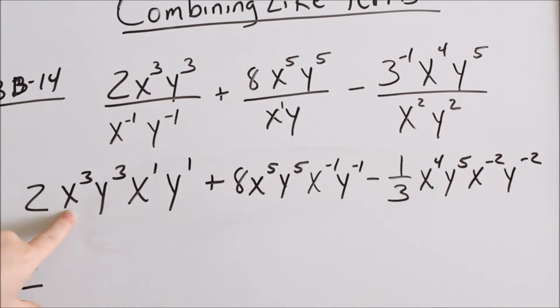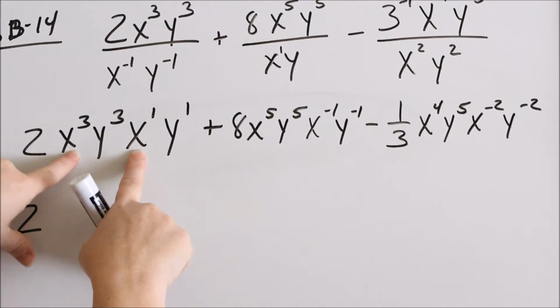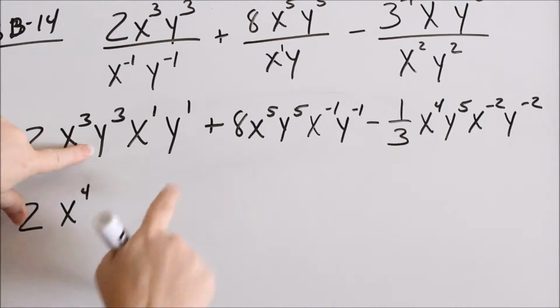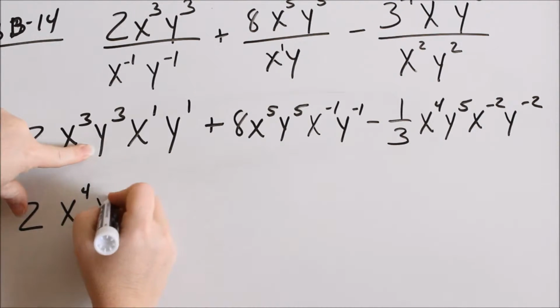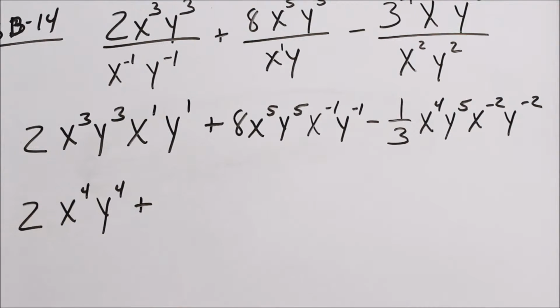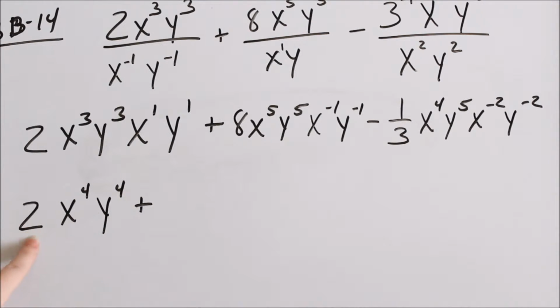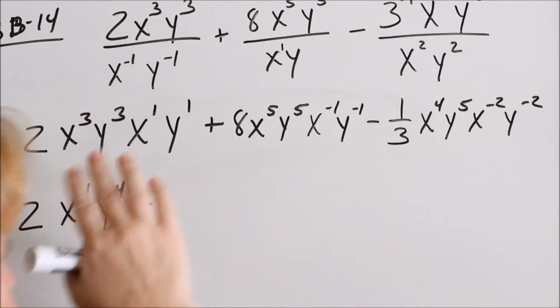So I have 2. Here's an x, x cubed, x to the first, we are multiplying, so add your exponents, that now becomes x to the fourth. Y cubed, y to the first, we are multiplying everything, so we add our exponents, that becomes y to the fourth. Now to my next term, there's my addition sign. Remember, everything is multiplied, 2 times this, times this, times this, times this. Come down here, you're still multiplying. This is one term. When you get down, you should still have three terms, just like you started with.